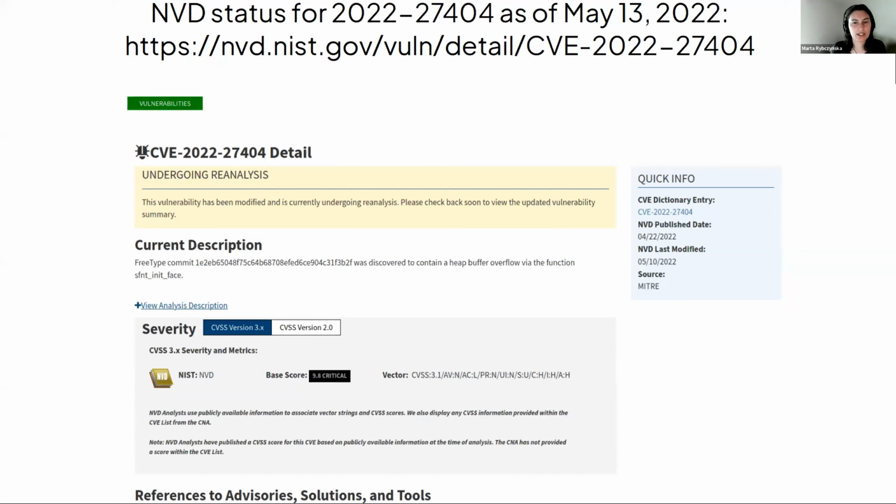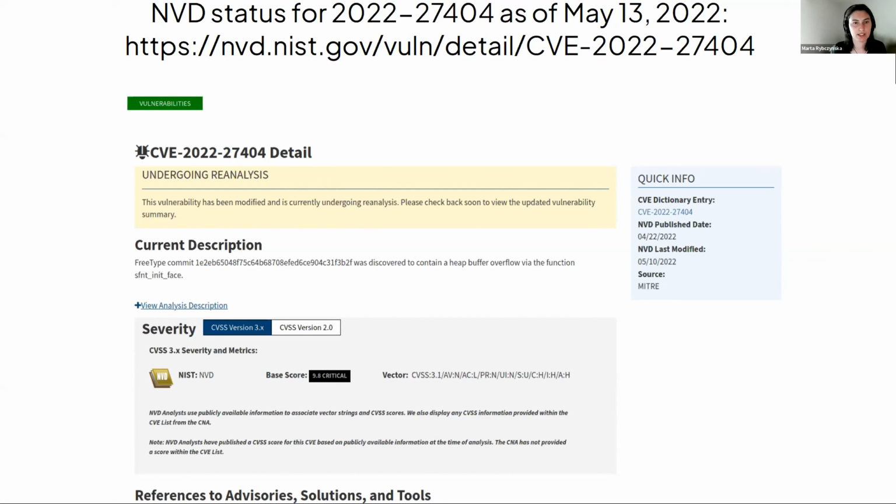And then next to it, you have the vector. The vector contains more detailed information about, for example, if it's a network-based vulnerability or a local one, if you have to have access to the system or not. And there are decoders online that allow you to decode the strings so you can find out exactly what it means. But when you get used to that, it's pretty easy to decode manually also.